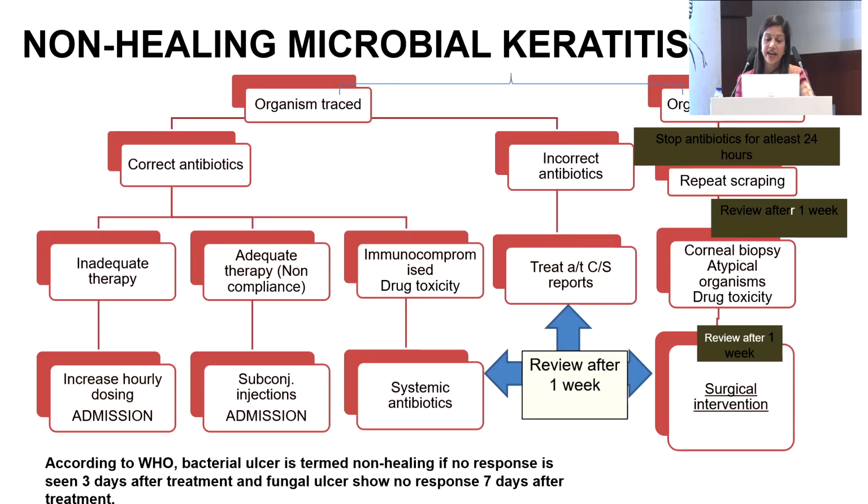If there are incorrect antibiotics, then you have to treat according to the culture sensitivity report and review after 1 week. If the organism is not traced, you can repeat the corneal scraping, and even if no organism comes, do a corneal biopsy. Atypical microorganisms or drug toxicity should be checked for, and then surgical intervention should be done.